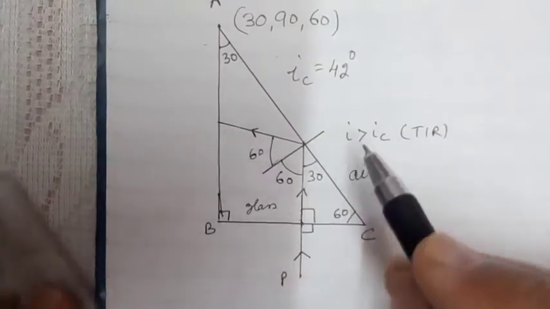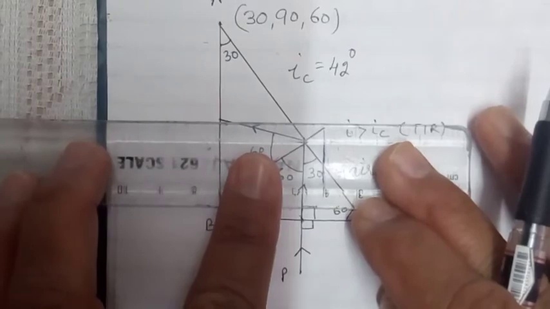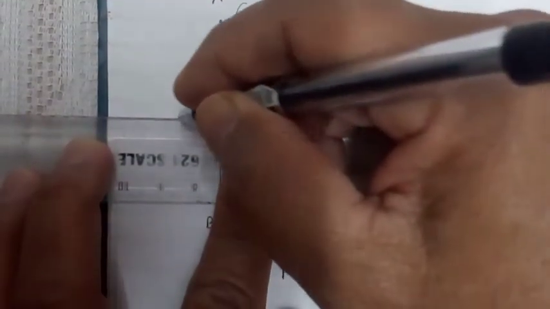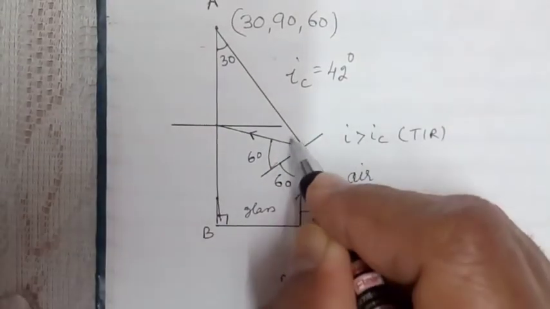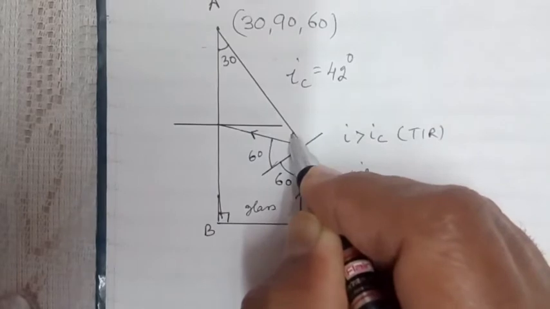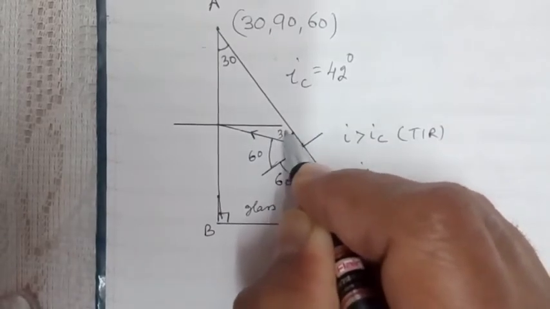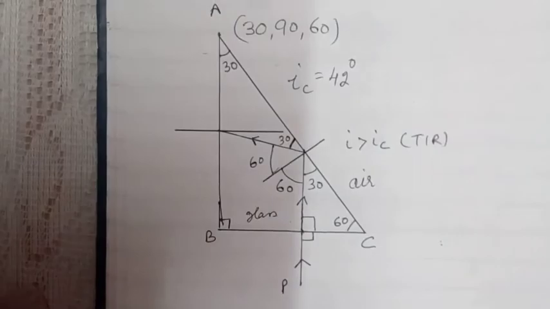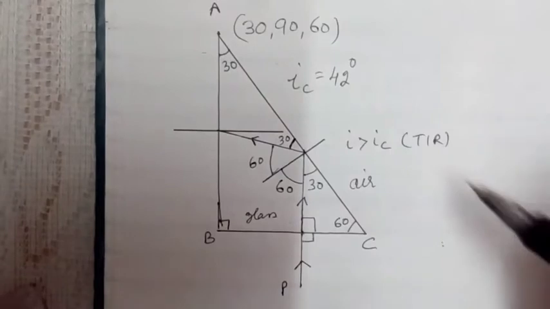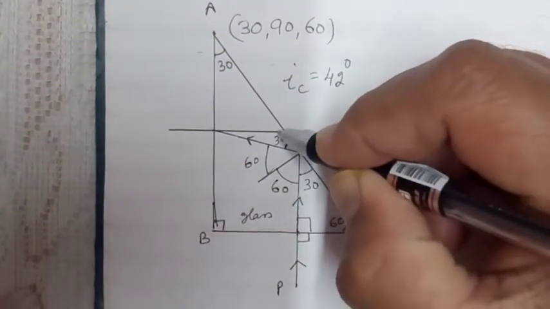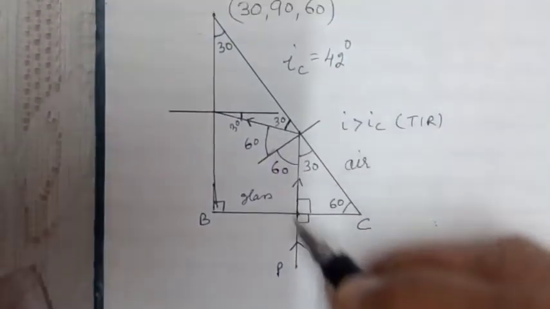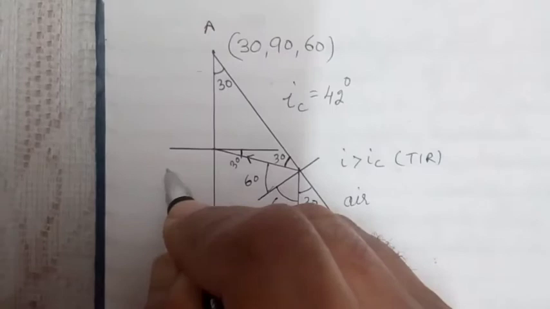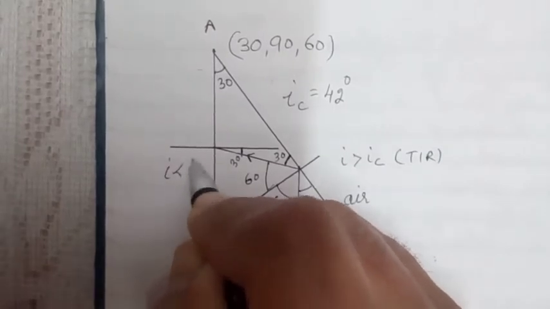Coming to this triangle now. Let us draw a normal over here. A normal. So this angle is 60. This can be calculated by geometry. This angle is 30. Now this angle is 30. It can be calculated by geometry. This angle is 30. Angle of incidence is 30. So I is less than the critical angle.